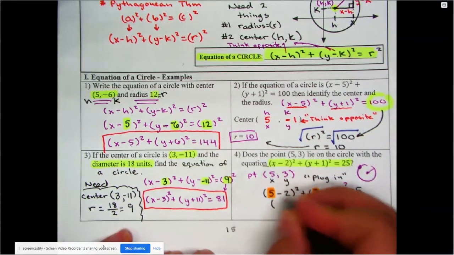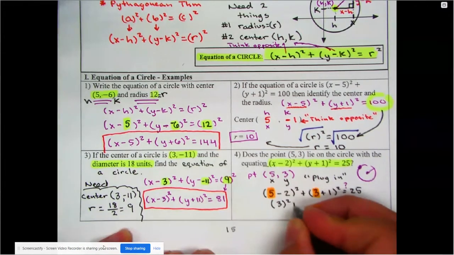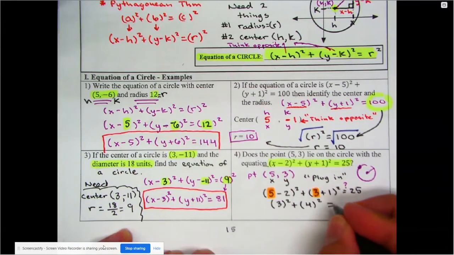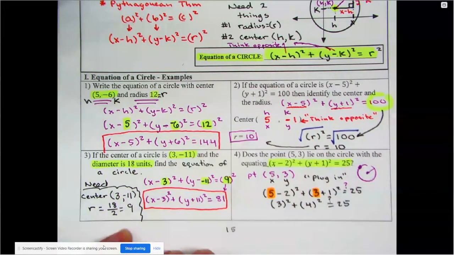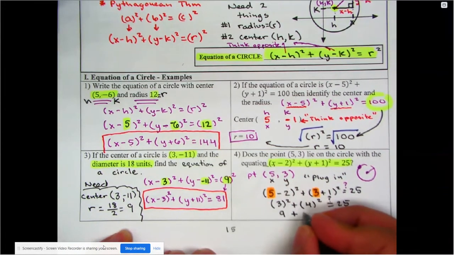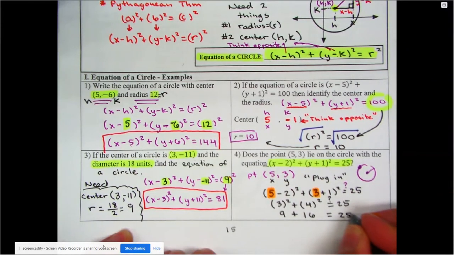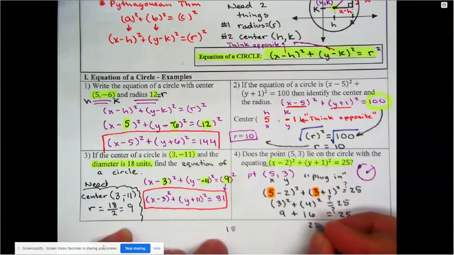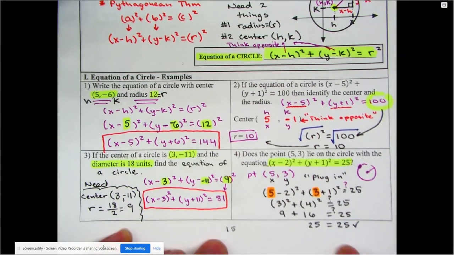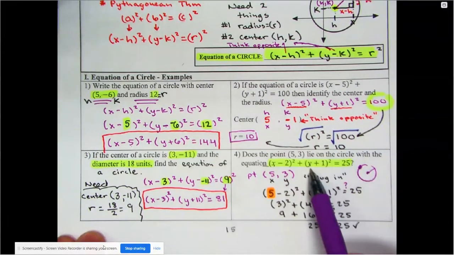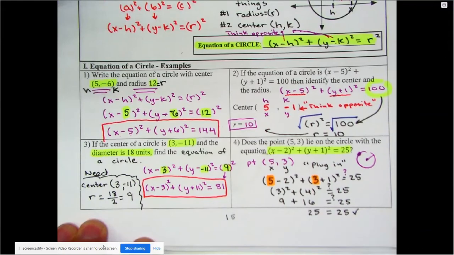So let's see. 5 minus 2 is 3 squared. 3 plus 1 is 4 squared. And again, the question mark is, will it all equal 25? We don't actually do anything to the 25. 3 squared is 9. 4 squared is 16. Once again, the question is, will it all equal 25? And 9 plus 16 is 25. So then, yes, we have officially answered the question. They are equal to each other. Well, I guess technically we haven't answered the question. The question was, does this point lie on this circle? Well, the fact that the numbers matched up perfectly, here's the answer.